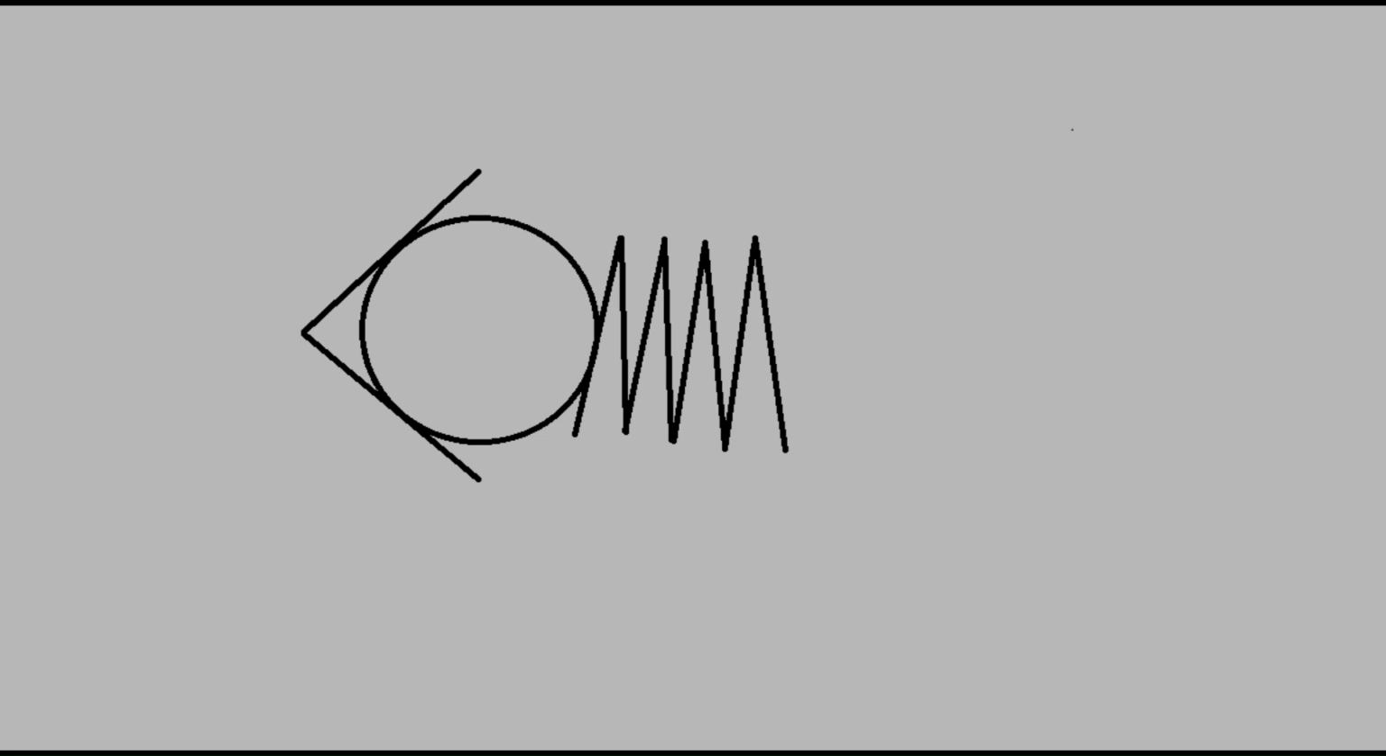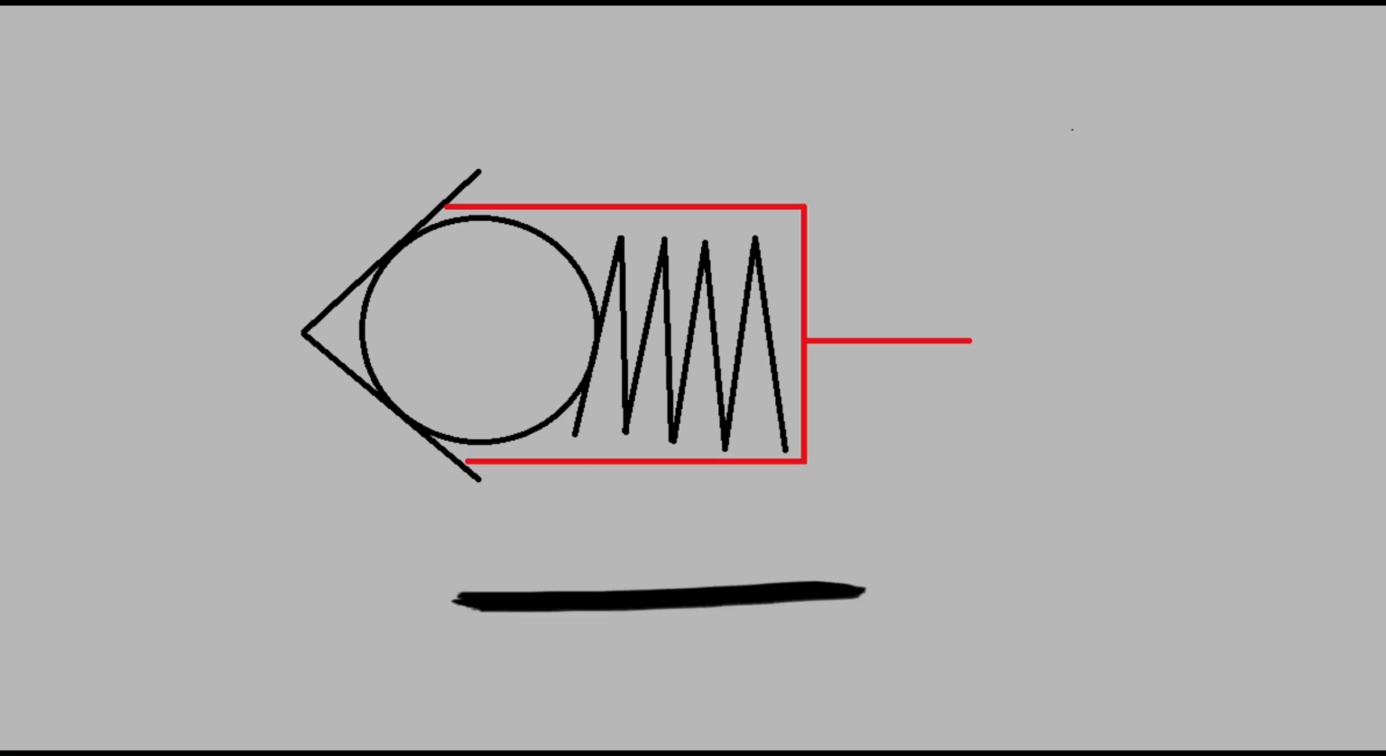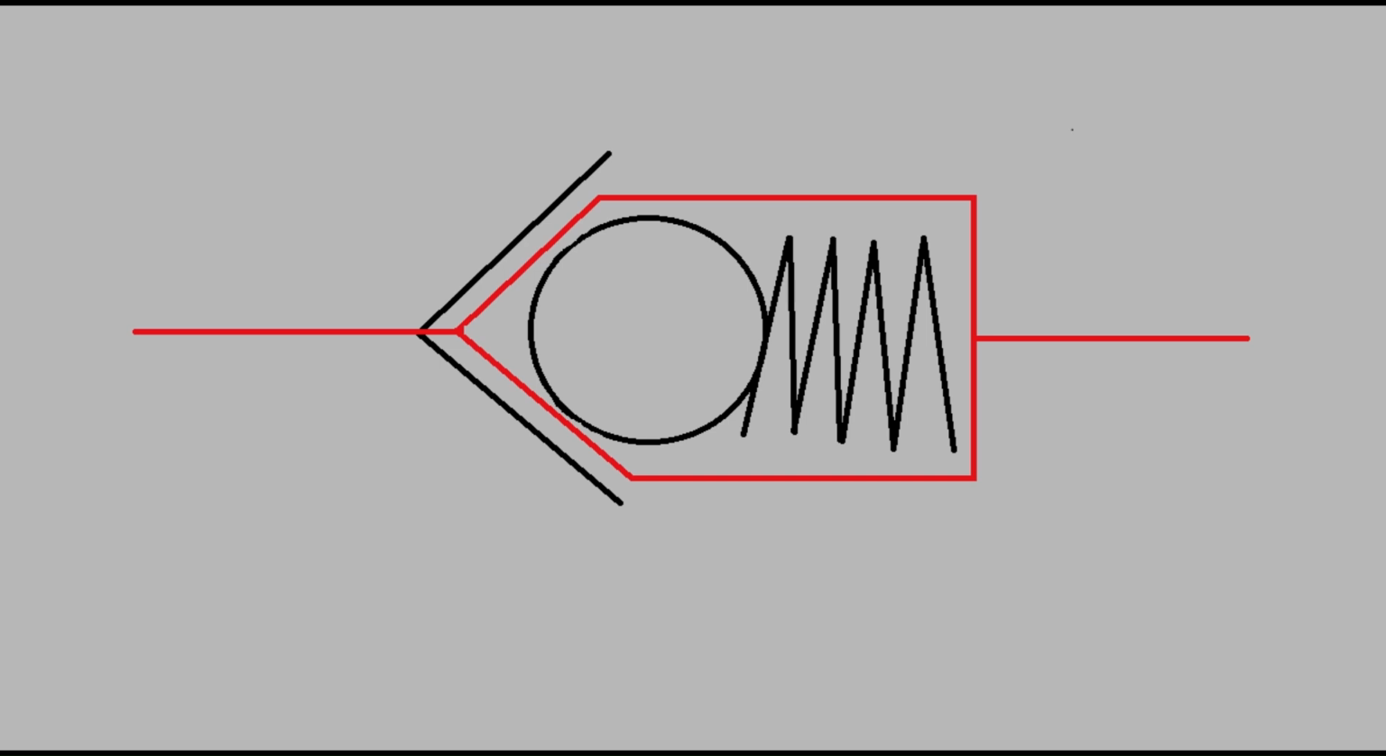This is the seat. The ball sits in the seat and is held in place by the spring. Any oil trying to travel in this direction will push the ball even tighter into the seat and prevent flow across the valve. However, oil trying to travel from the other direction will push the ball into the spring. The spring will compress, and now oil has a path to travel through the valve. In this way, oil can only travel across a check valve in one direction.